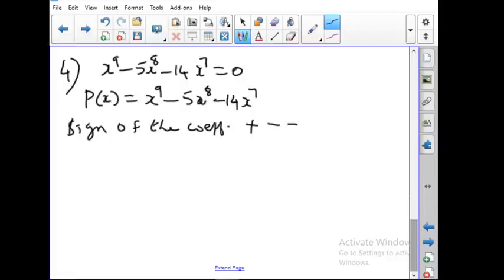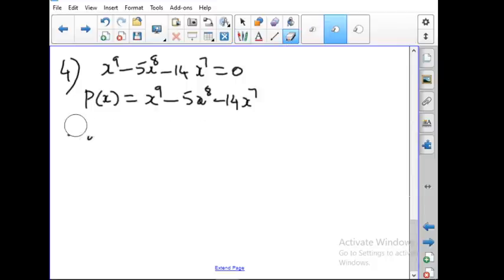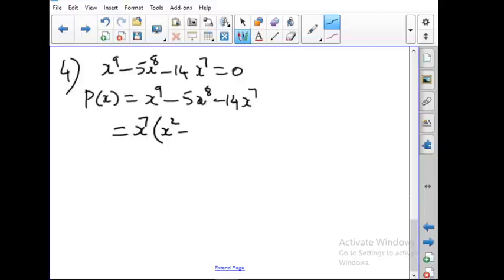Okay, this is question number 4. This can be done in a little different way. See here, we have x power 7 common. So take x power 7 out. So we get x square minus 5x minus 14, and this is equal to 0.